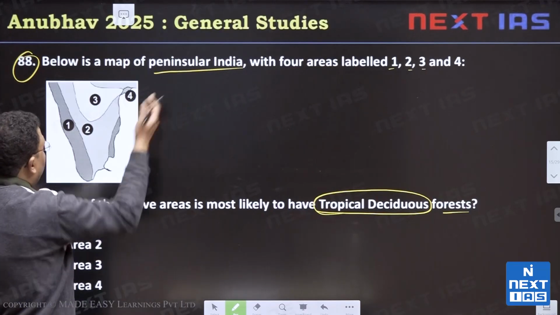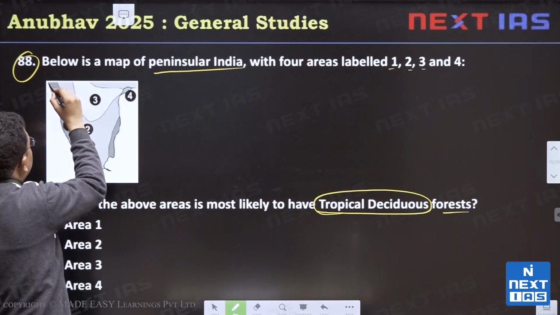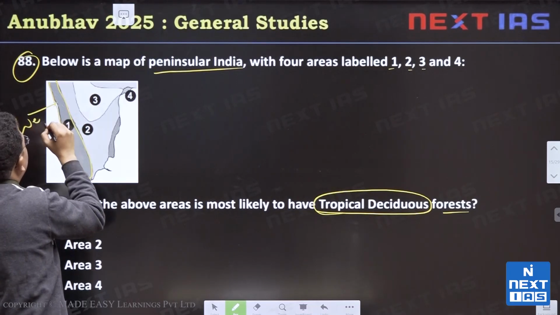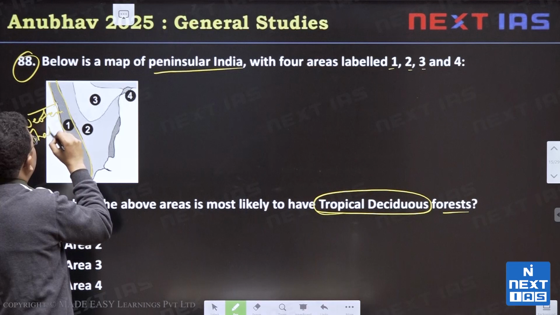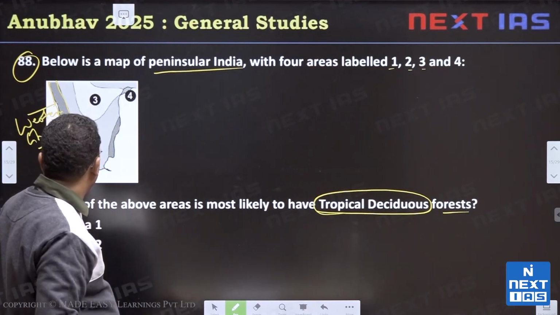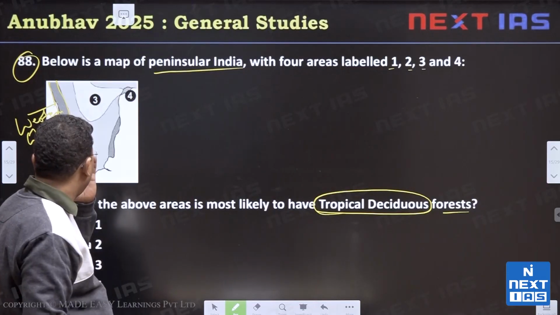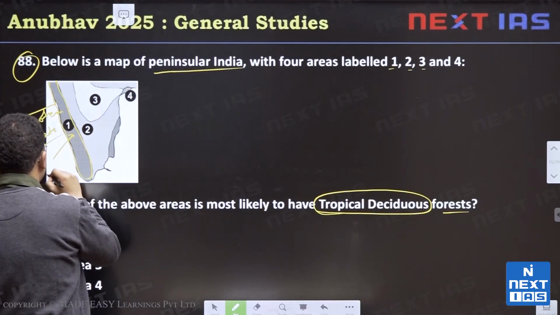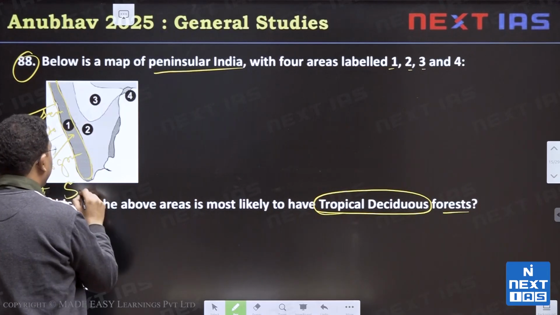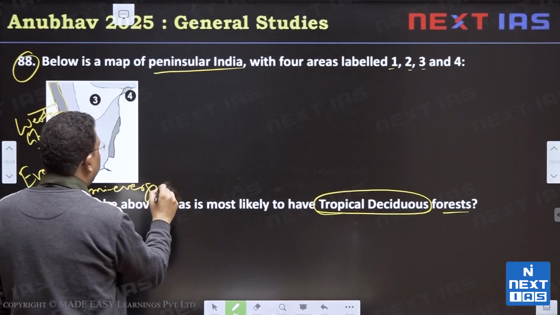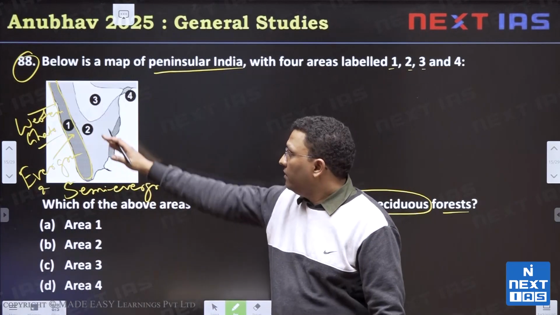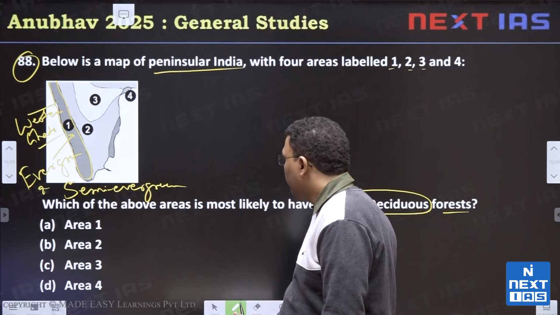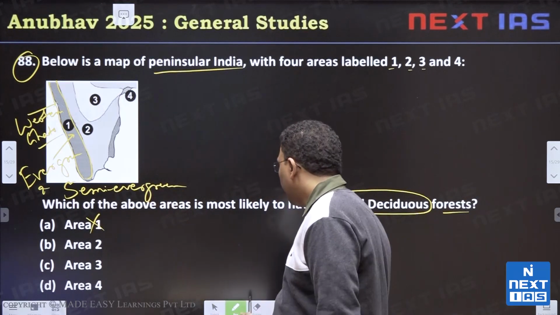So this is a map of peninsular India. One can easily identify that these regions are basically the region of Western Ghat, right? Western Ghat region, right? So Western Ghats, we all know that area of high rainfall, right? They receive rainfall more than 200 centimeters. So these regions will have evergreen and semi-evergreen forest, right? The areas of Western Ghat will have high rainfall and that's why they will have evergreen and semi-evergreen forest, right? So that means one is not correct. It will not have deciduous forest.